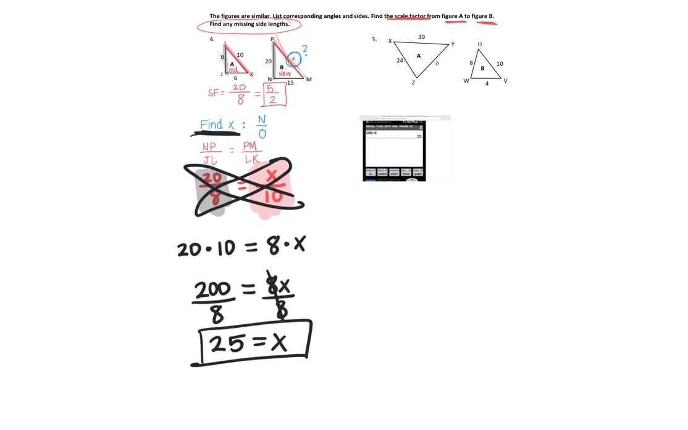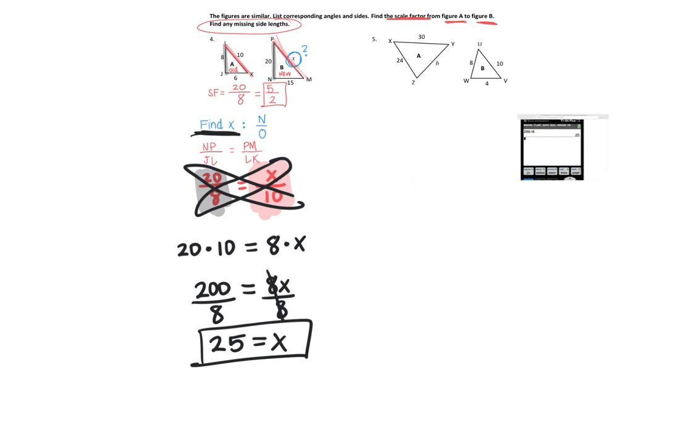Okay, the hard part of finding X is setting up that proportion. Everything else should be a breeze because you already know how to do this. You know how to cross multiply from Unit 2. Okay, example 5 is next.